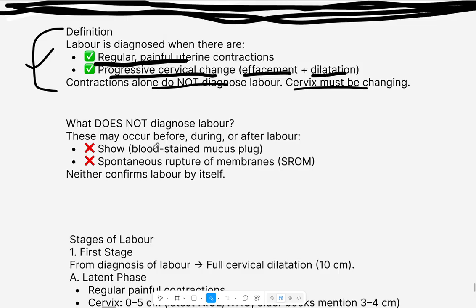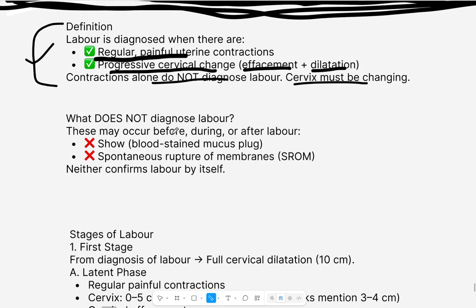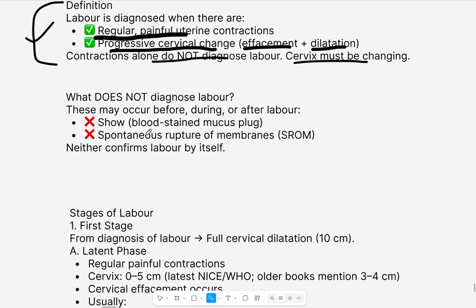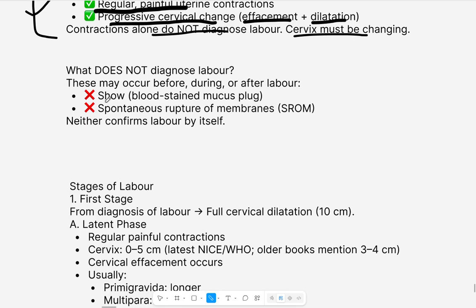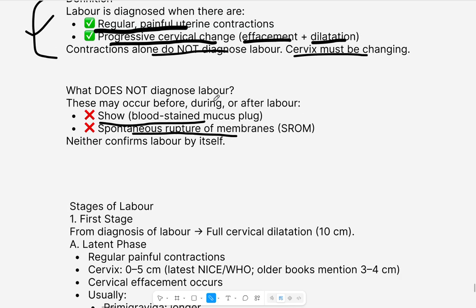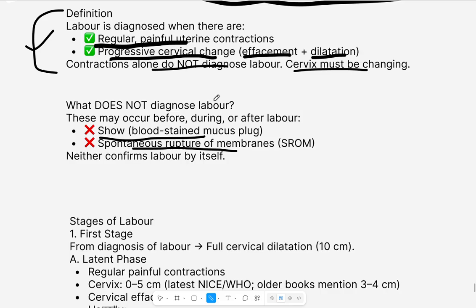Now, what does not diagnose labor? These may occur before, during, or after labor, but they're not part of the diagnosis of labor. A bloodstained mucus plug, which is basically the show, does not diagnose labor. Also, spontaneous rupture of membranes does not diagnose labor. Both do happen in labor, but they do not diagnose labor.